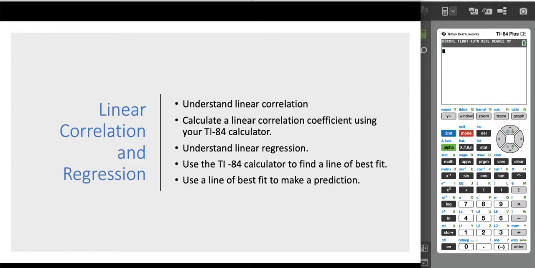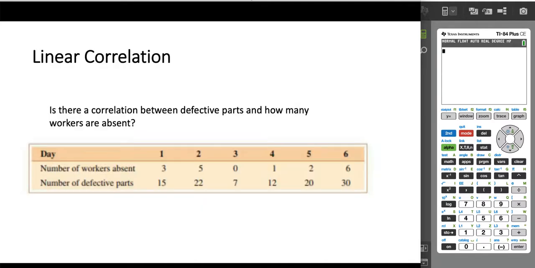This is a very calculator heavy section. Make sure you have your calculator next to you so that you can mimic what I am doing in this screencast. So, is there a correlation between this data that I'm giving you below? What we have is some data about how many workers call in sick on a specific day and how many defective parts are created when there are a certain number of workers absent. So is there a correlation between defective parts and how many workers are absent?